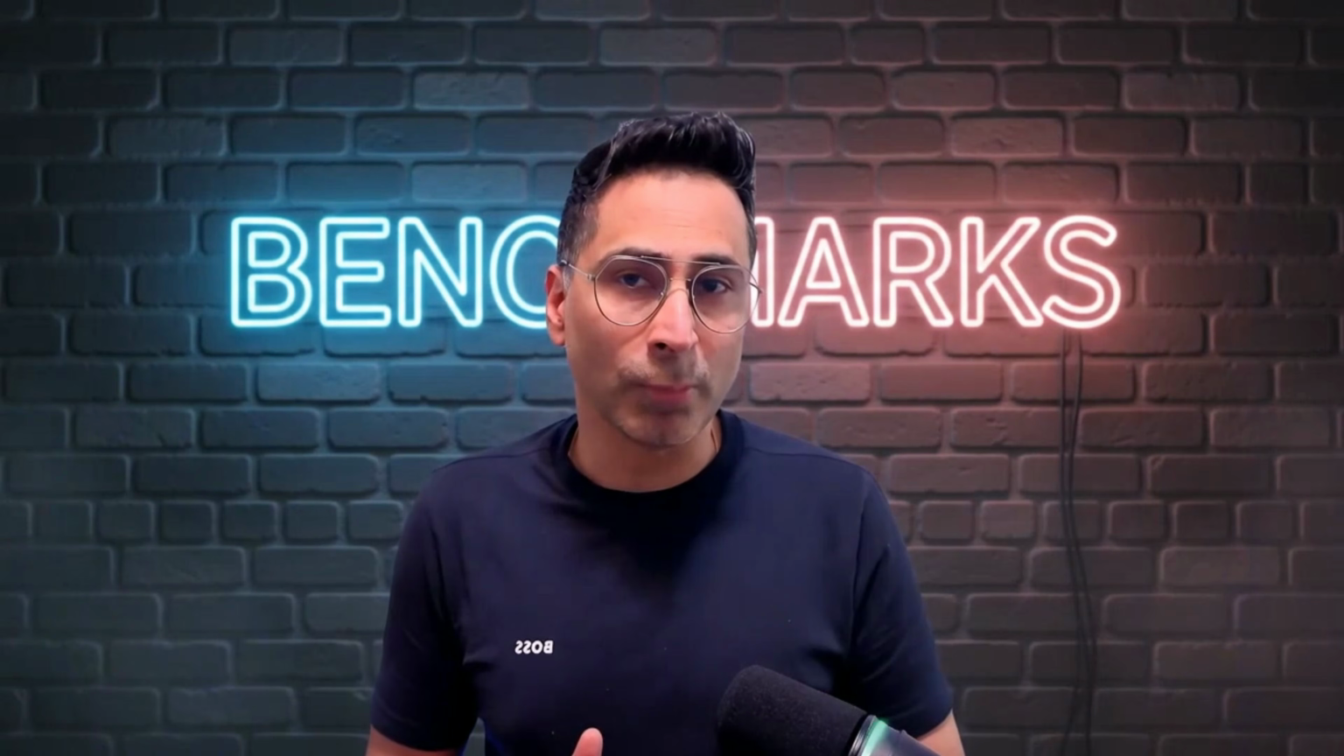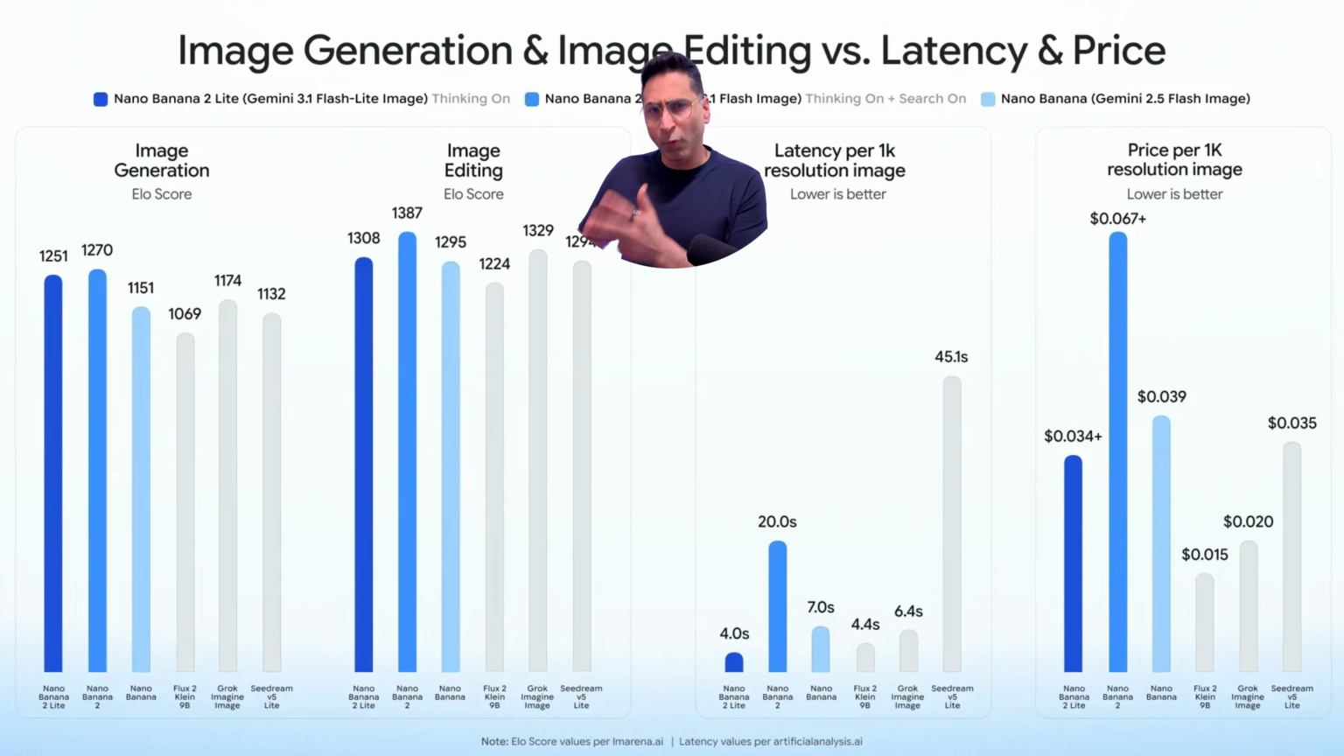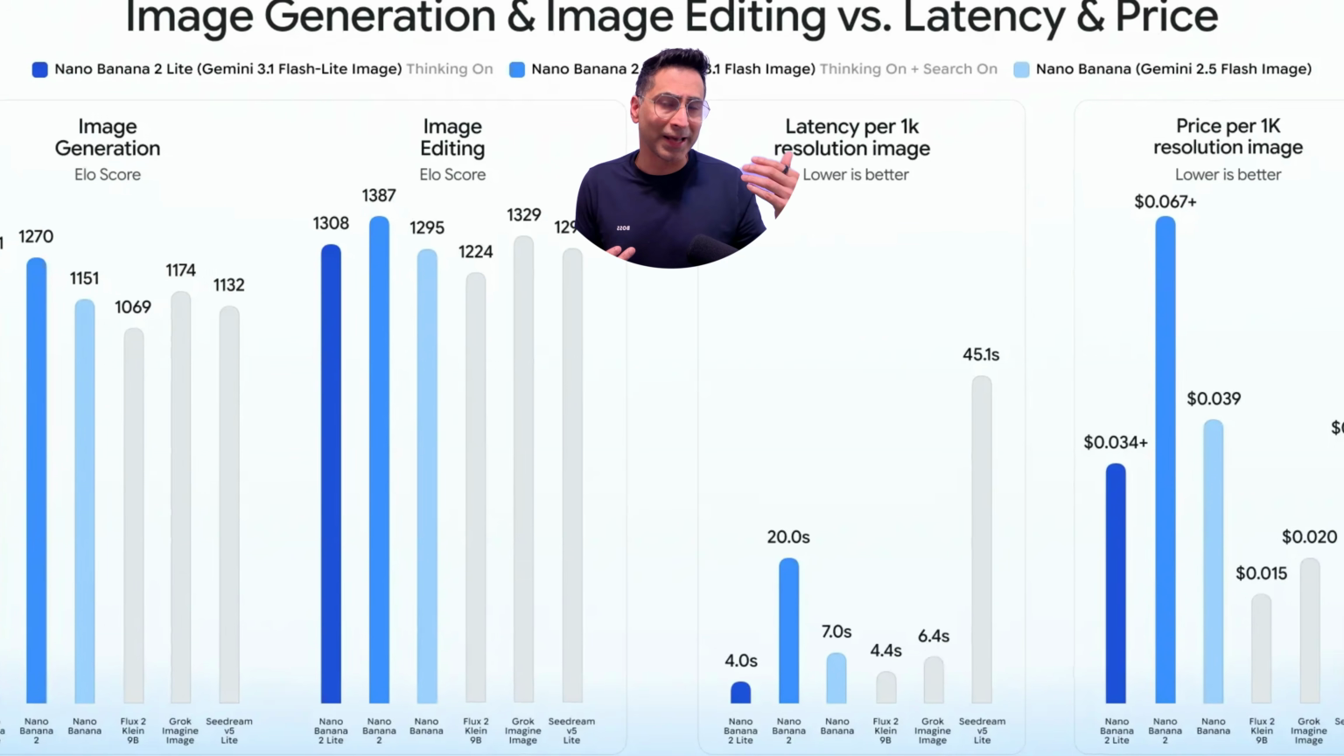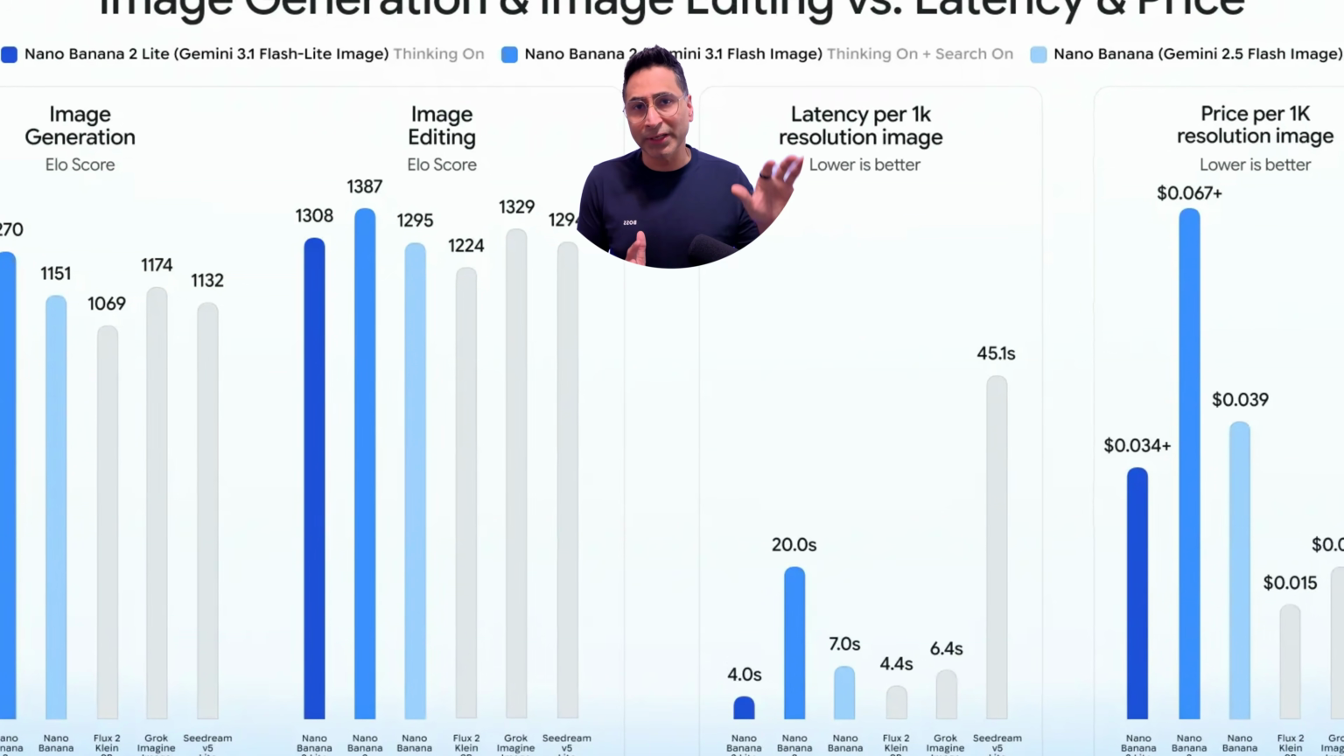So with that, the first thing I want to talk about is the benchmarks. Now you can see that this is being published on the blog, right? 4 panels, quality on the left, and you can see quality from a generation and editing perspective, and then cost and speed on the right.